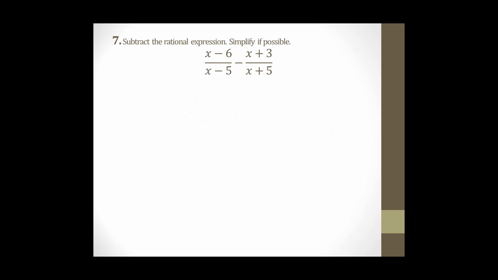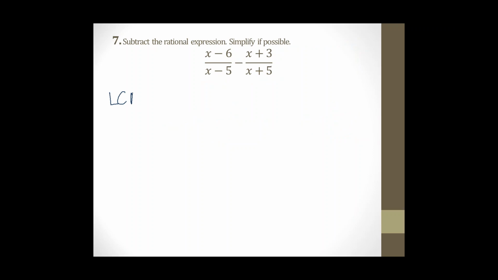All right. So here's another subtraction, subtracting the rational expression. And we almost have like same denominators, but we don't. So this one is x minus 6 over x minus 5, minus x plus 3 over x plus 5. So we need to get the least common denominator. We need to get common denominators.